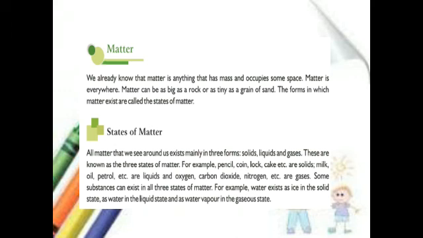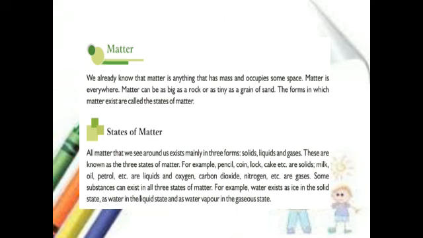Matter is everywhere. It is present around us. Anything is matter. Even a pen, pencil, our human body is also made up of matter. Matter can be as big as a rock or as tiny as sand. The forms in which matter exists are called states of matter. You might have known about these things in your earlier classes. So what are the three types of matter available? They are solid, liquid and gas, right?